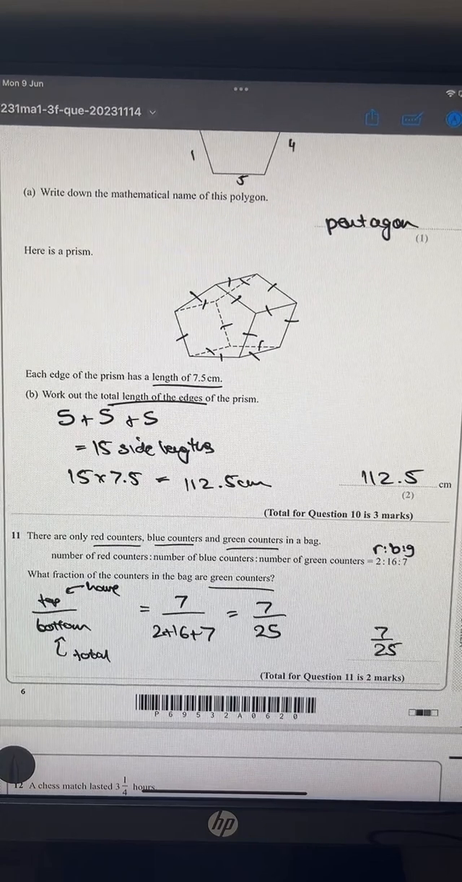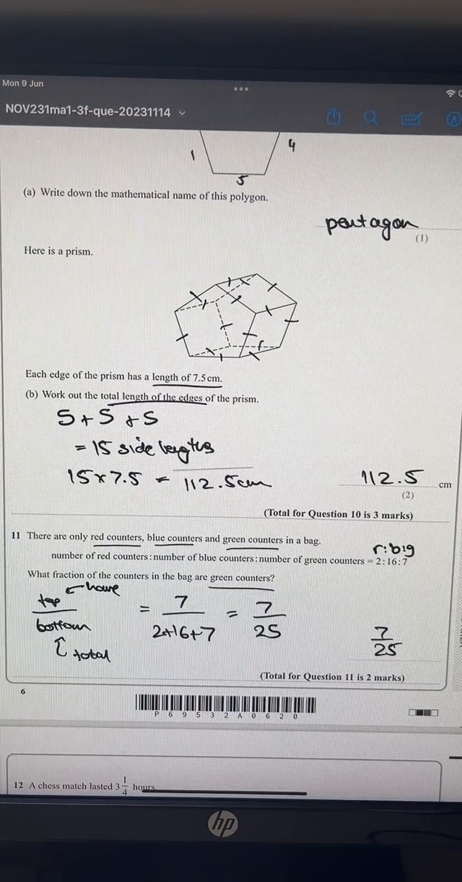Remember, with this, to find the total, you add all those numbers. And this is for a fraction because it's scale, like ratios. Remember, you can always scale a ratio. So this is how you do it. Like imagine it's all been simplified here.